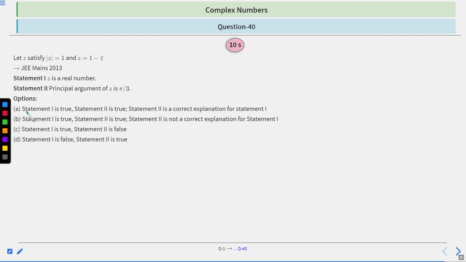Now let's discuss question number 40. If z satisfies mod z is equal to 1 and z is equal to 1 minus mod z, then statement 1, z is a real number. Statement 2, principal argument of z is pi by 3. So let's discuss the solution after 10 seconds.